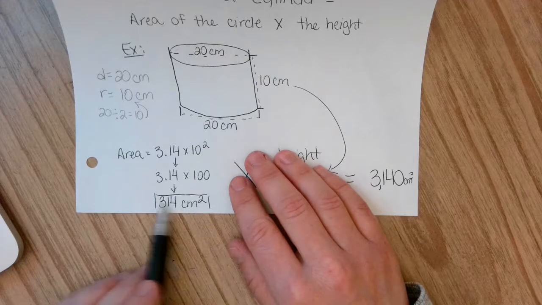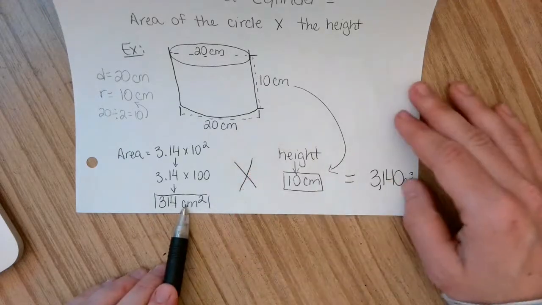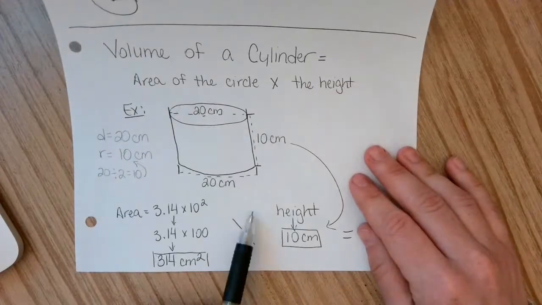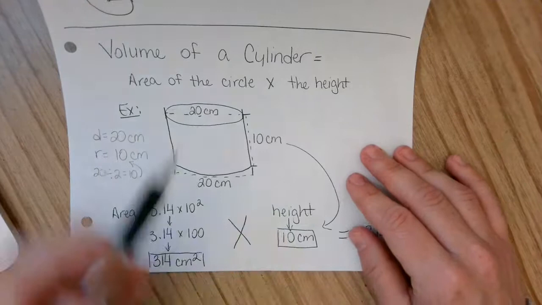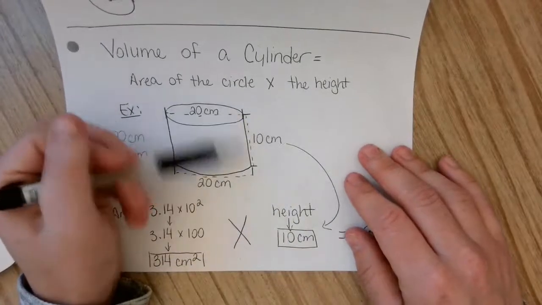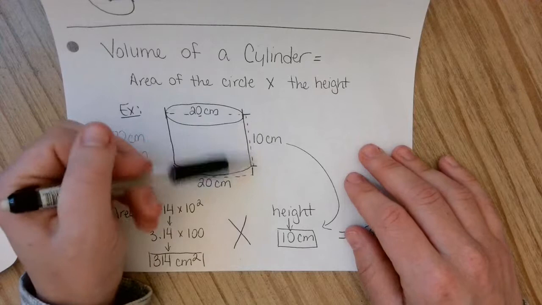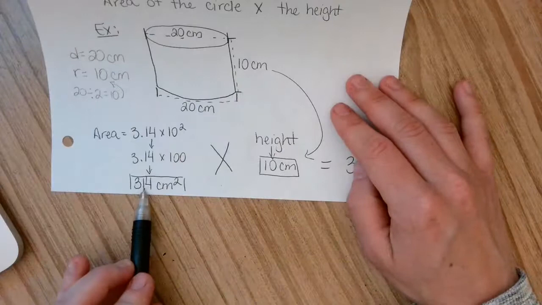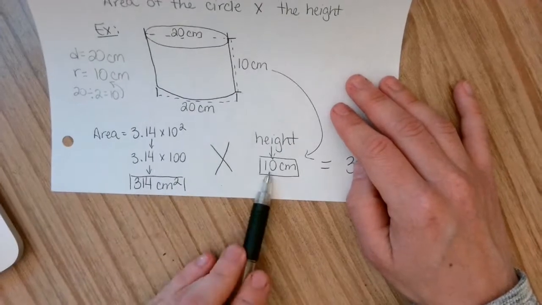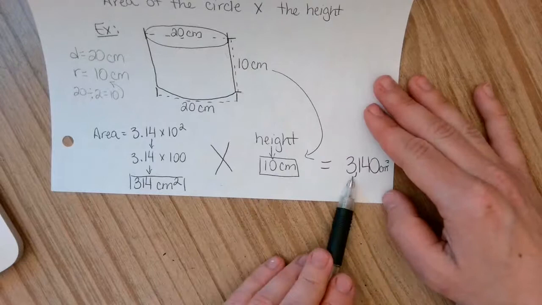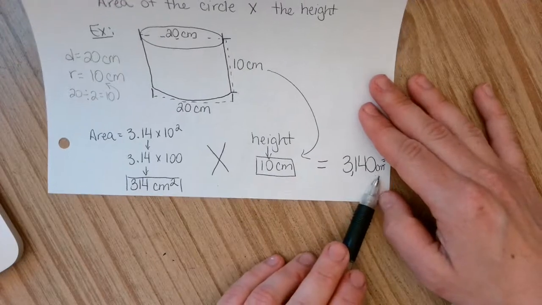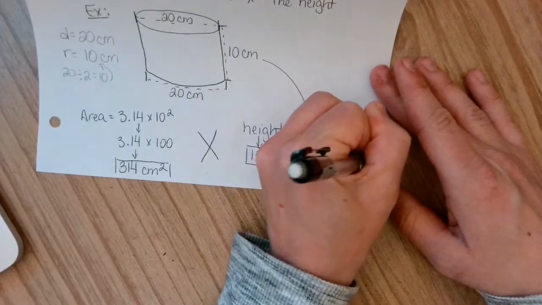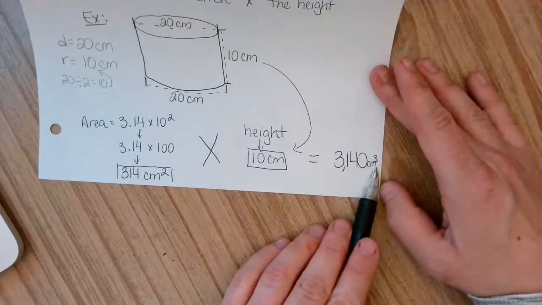So that's my area. But I don't want that. I want volume. So I got the area, but now I have to multiply it by the height. The height, of course, is from top to bottom, and this one is 10 centimeters. So I'm going to multiply 314 times 10 centimeters, and I get 3,140 centimeters cubed. Remember, volume is cubed, not squared.